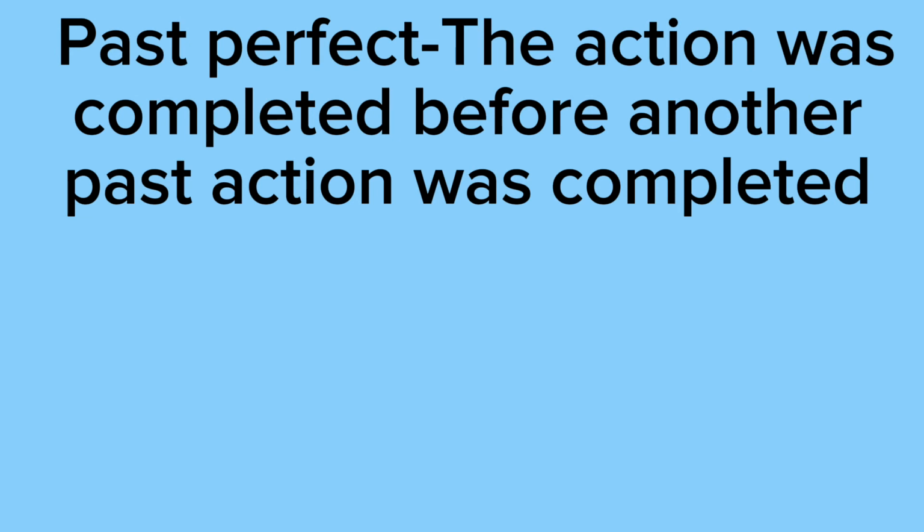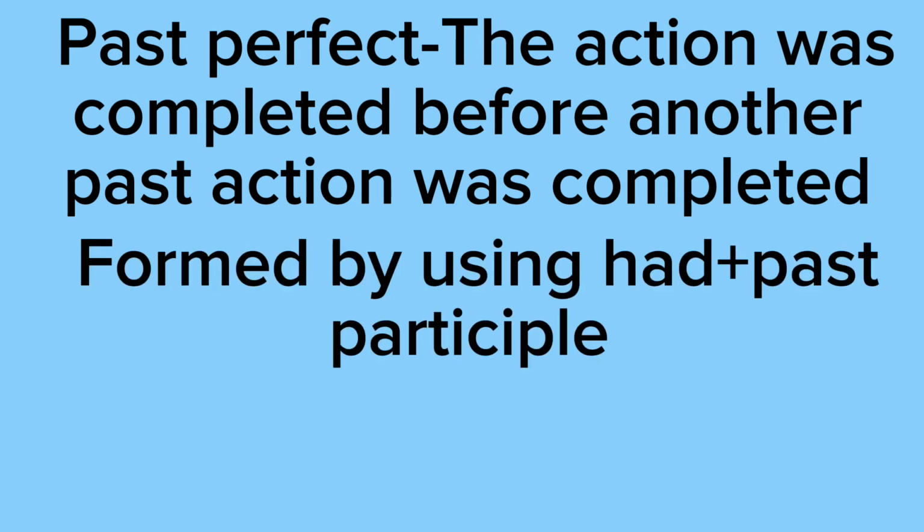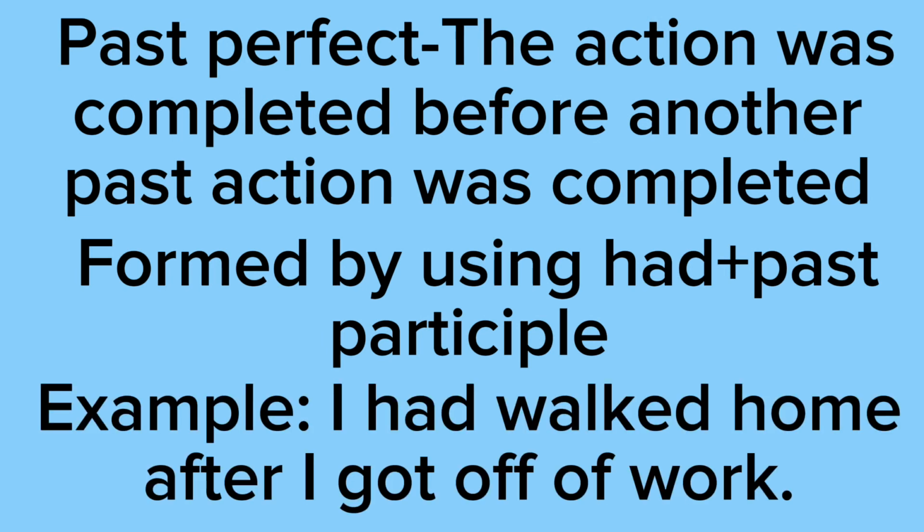Next, we have past perfect, which means the action was completed before another past action was completed. Past perfect is formed by using had plus the past participle. So our example says, "I had walked home after I got off of work." As you can see, we use had and the past participle, walked, and one past action was completed before the other. So I got off of work first, and that was complete, and then I had walked home, and that was the second past action that was completed.